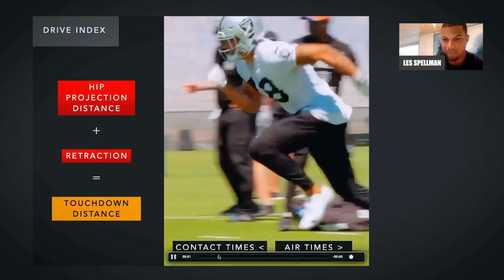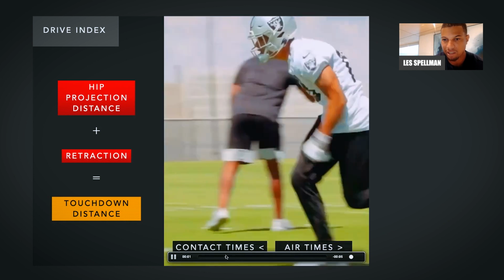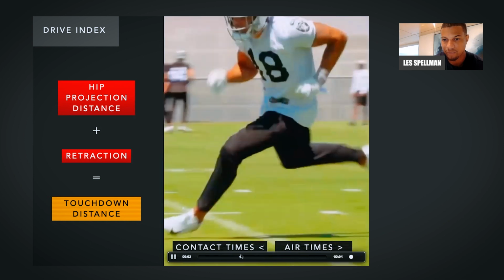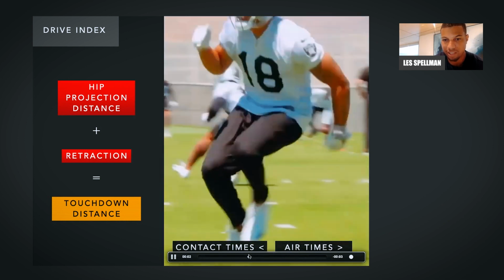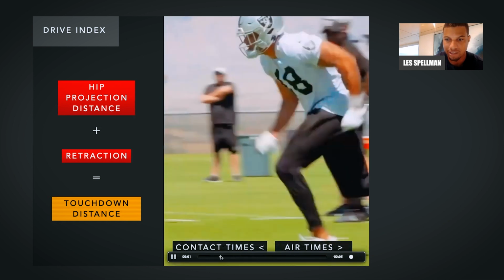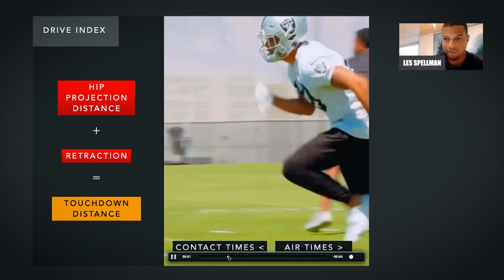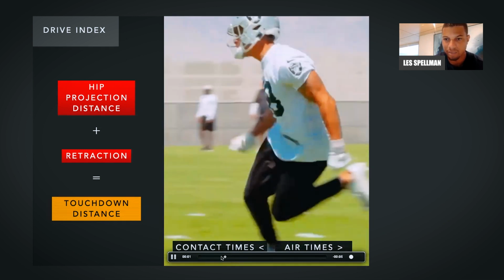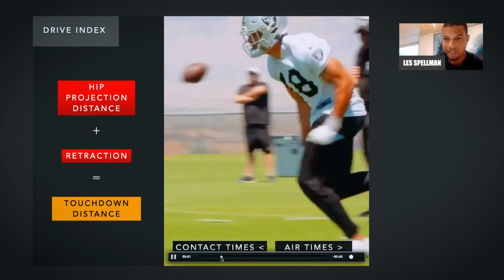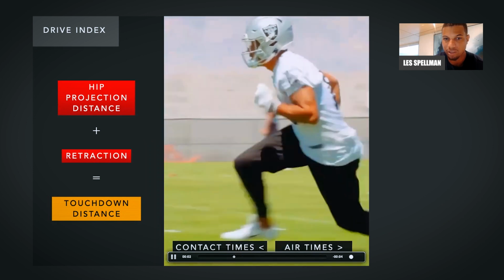And you see each step that he's taking is the same idea, right? Traveling backwards on contact. Okay, you see when he's decelling, it's the exact opposite. So in his accel and his drive index, each contact is getting faster and the air times are getting higher. So he's getting more distance from air time and the ground time is becoming shorter.